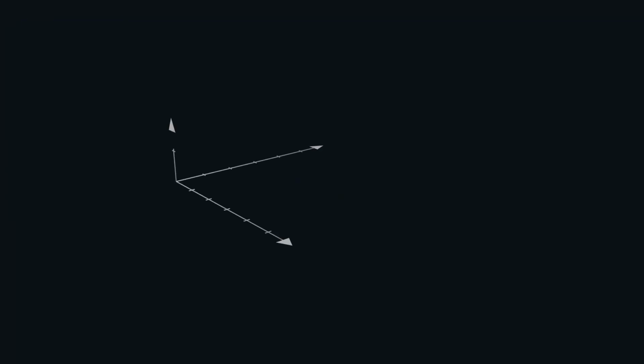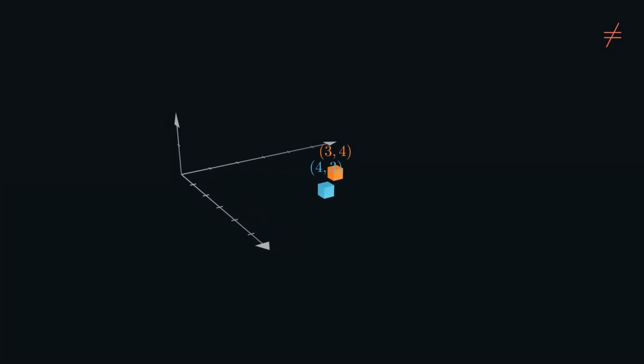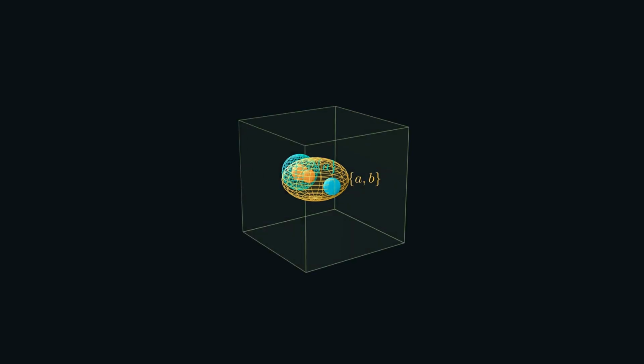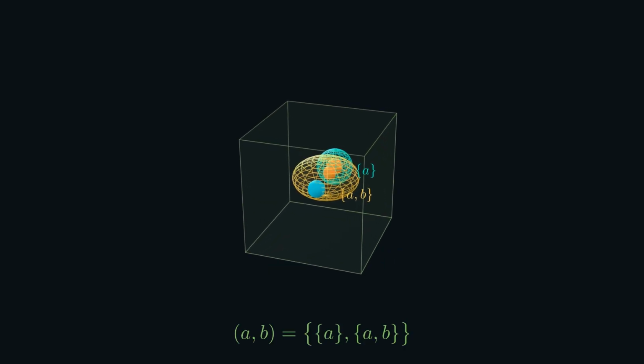But sometimes order does matter. In coordinate geometry, the point at position (3, 4) is different from the point at position (4, 3). The pair is ordered. To express this, I use parentheses instead of curly braces. The ordered pair (a, b). Here, a is the first element and b is the second, and that distinction is permanent.